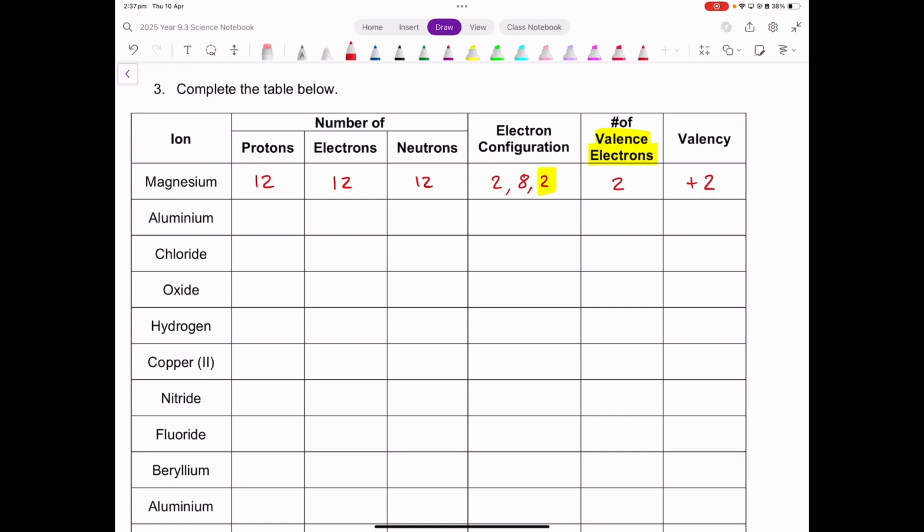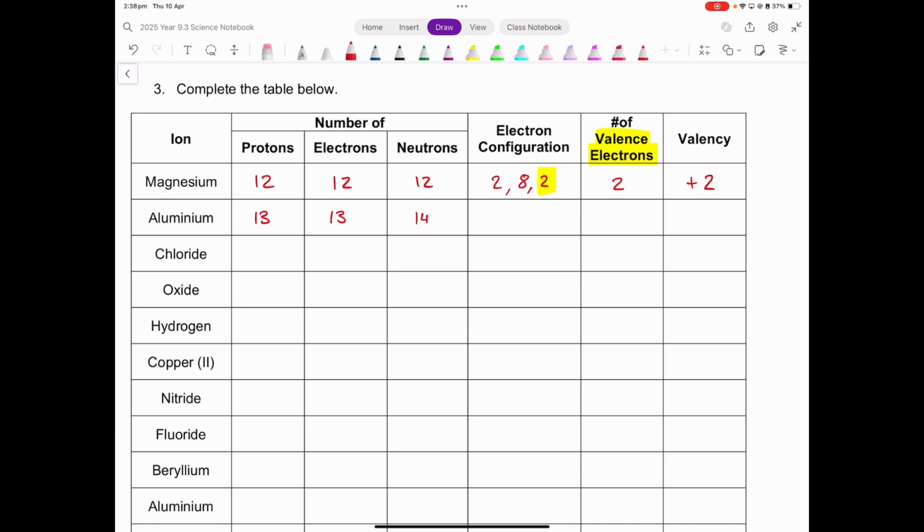So aluminium, you turn to aluminium and you see that it is number 13. It has 13 protons, 13 electrons. What is the weight for aluminium? What is the mass, sorry? 27. And we go 27 minus 13, which gives us 14.